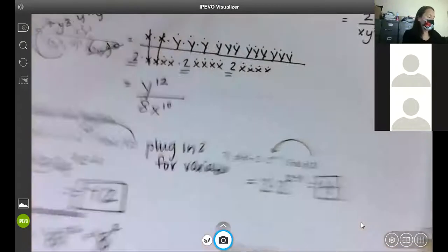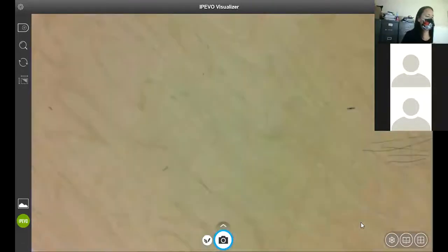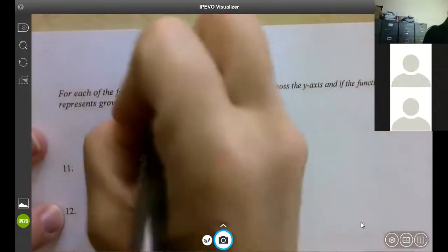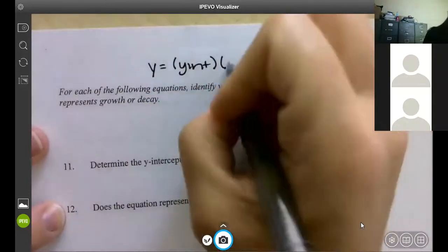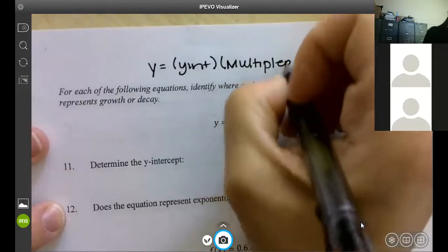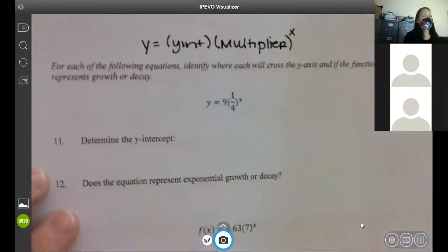All right, look at your next one. Sorry, it's a mess up here. We're going to look at our exponential equations. Remember, it's y equals the y-intercept times the multiplier to the x power.